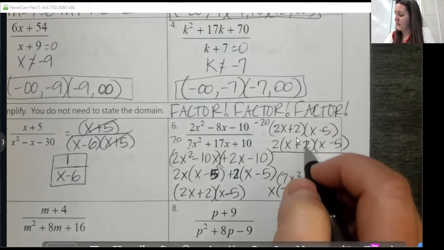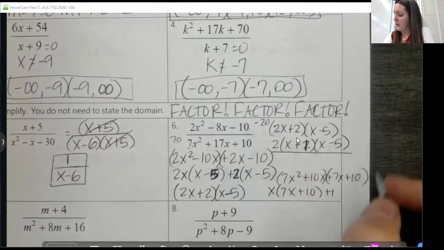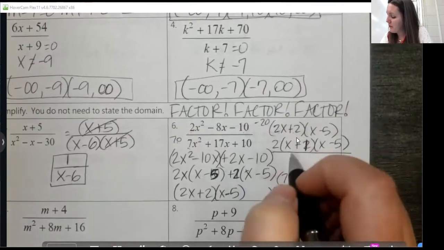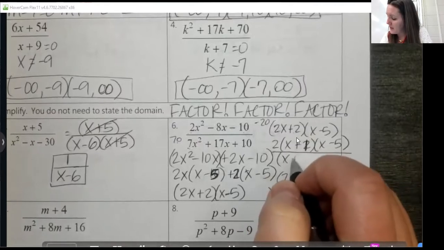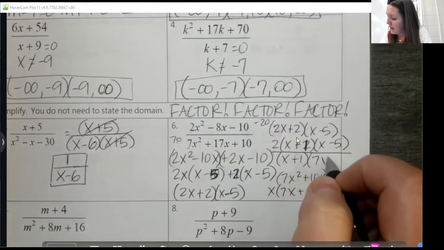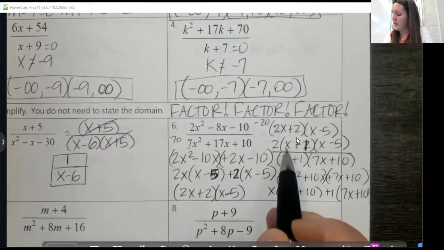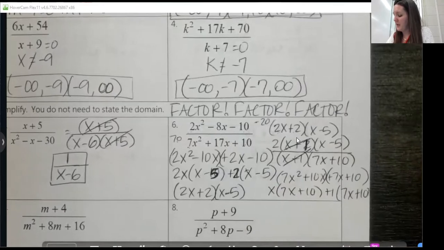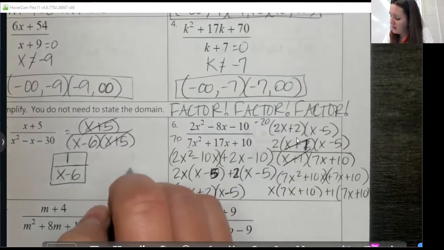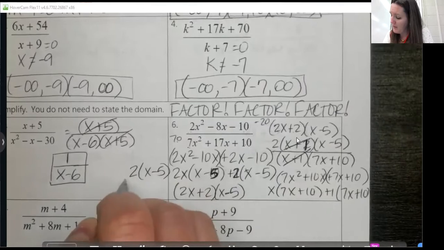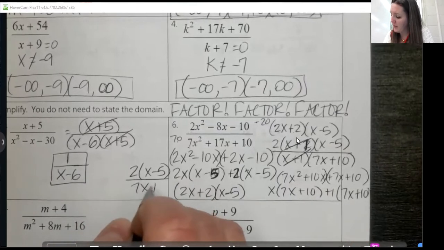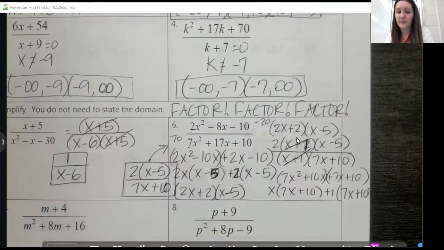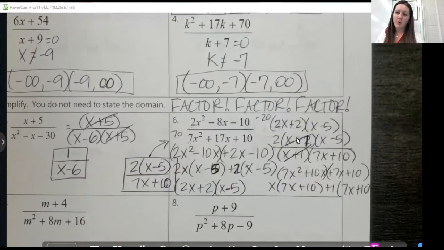I'm messing up on this one all over the place. 7x plus 10. So my factored form is x plus 1 and 7x plus 10. This should be x plus 1 here if you factor out a 2. Sorry about that. All right, so my answer, where am I going to write it? 2x minus 5 divided by 7x plus 10. That is your final simplified answer. Can't be factored anymore. You're done.